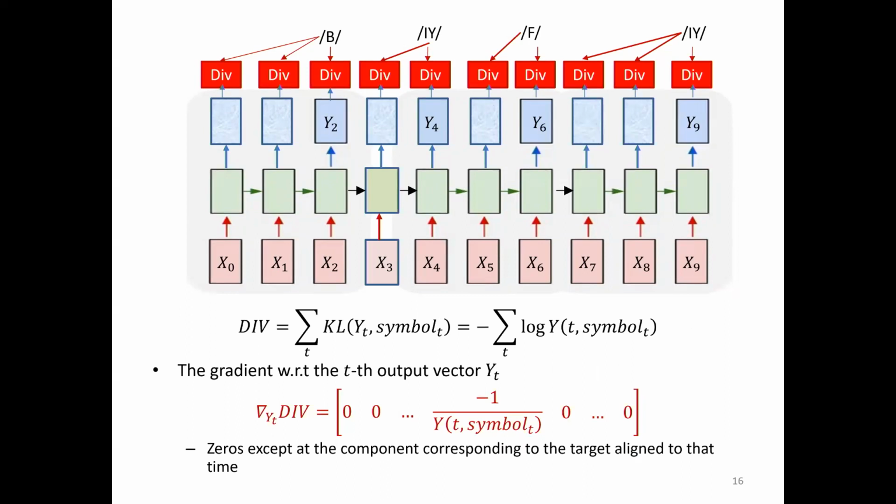Now, what is the key component of trying to perform back propagation? We need to be able to compute the gradient of the divergence with respect to the network outputs, right?